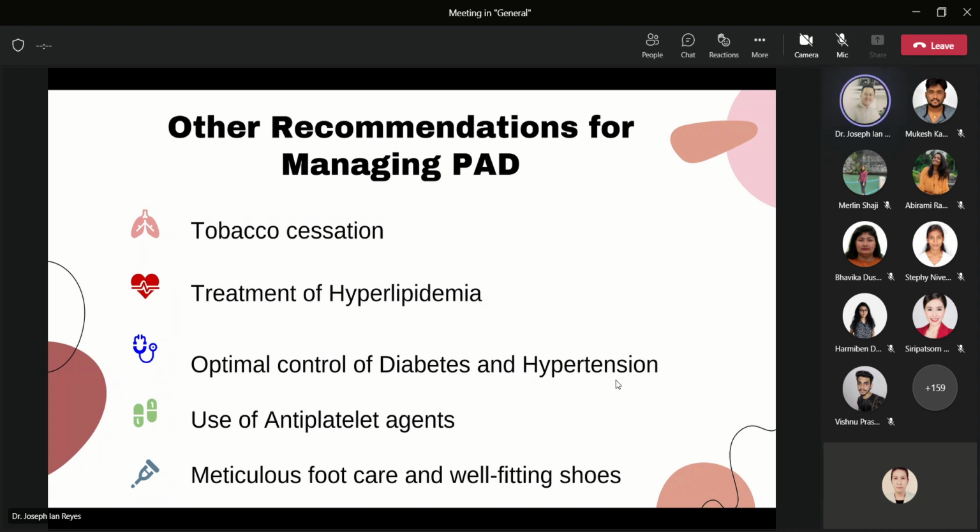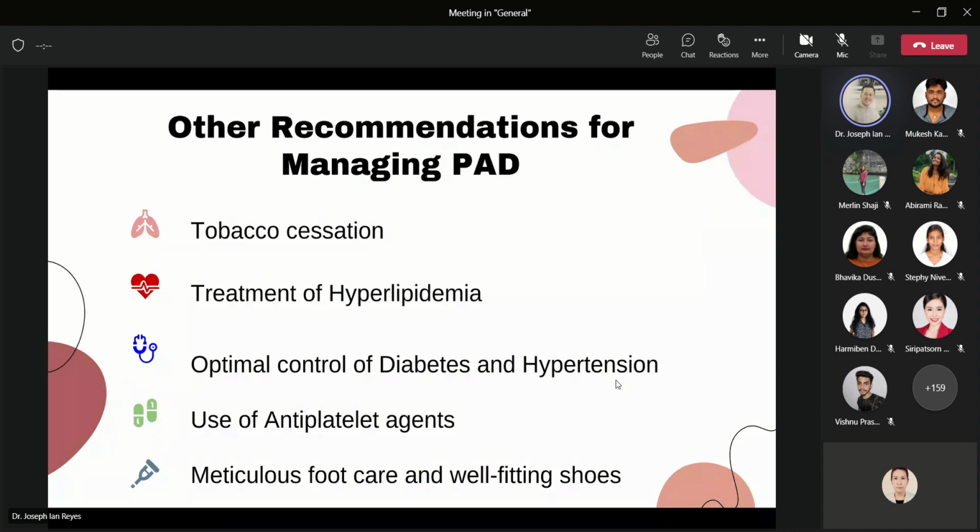Then treatment for hyperlipidemia. So patients should go on treatment and should have monitoring every 3 months or every 6 months to check if their lipids are going low. Then optimal control of diabetes and hypertension. So patients again should have monitoring of their blood sugar and their blood pressure. They should know how to monitor themselves, check capillary blood sugar, check BP. They should have someone at home to monitor that.